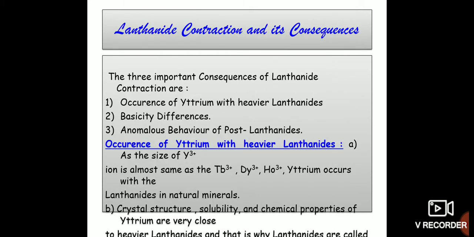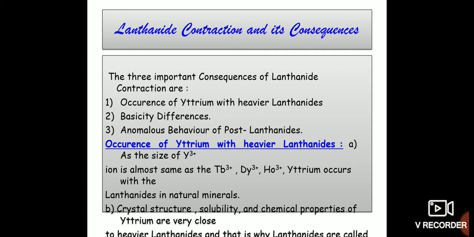Okay, so because of this lanthanide contraction, there are a few more effects seen in the properties of lanthanides and post lanthanides. Okay, the three important consequences. In this slide, we can see the three important consequences of lanthanide contraction. They are occurrence of yttrium with heavier lanthanides, the second one is basicity differences, and the third one is anomalous behavior of post lanthanides. So, coming to the first point, that is occurrence of yttrium with heavier lanthanides.